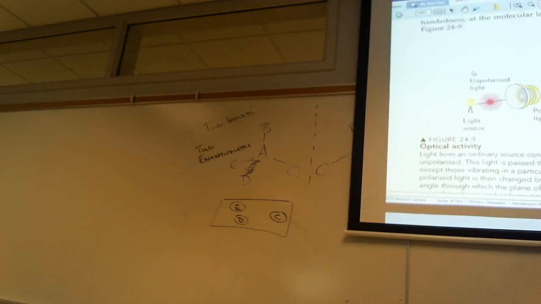If you have a 50-50 mix, it doesn't rotate the light at all because it cancels out. Plus alpha, minus alpha ends up giving us a 0 when we hit it with polarized light. So this is an optically active sample. If it's enantiomerically pure, that is, we only have one enantiomer in there, it rotates it this way. If we put the opposite enantiomer in there, it rotates it the other way. If we put a 50-50 mix in there, no rotation. It's called a racemic mixture, but you don't have to know that.